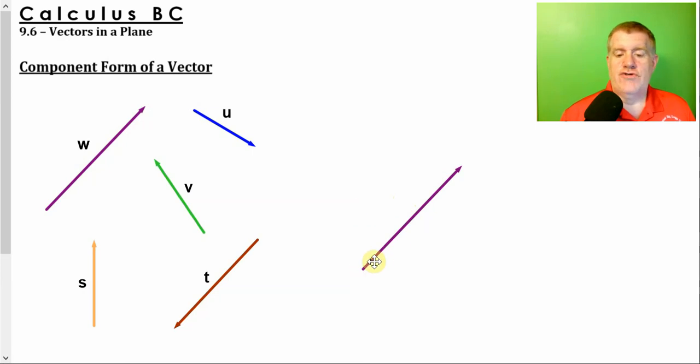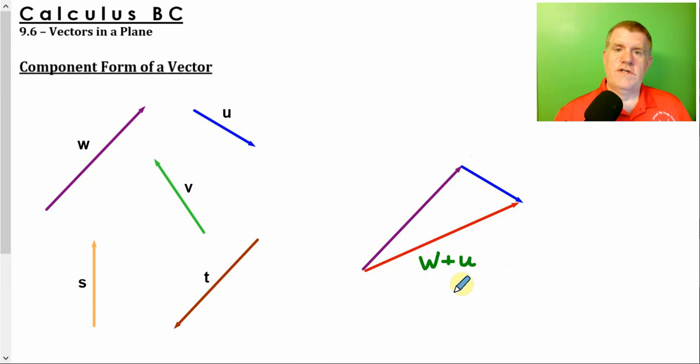So let's say an object is traveling in this direction, like a boat or something. And let's say U is the current of the river that the boat is traveling on. So if you add these vectors together, you have what we call a resultant vector. The resultant vector would be this. So the boat is traveling in this direction. The current is pushing it this way. So it means that the boat is actually traveling in this direction. So we would say that this here is W plus U, the resultant vector.